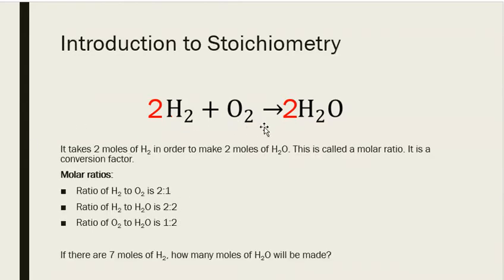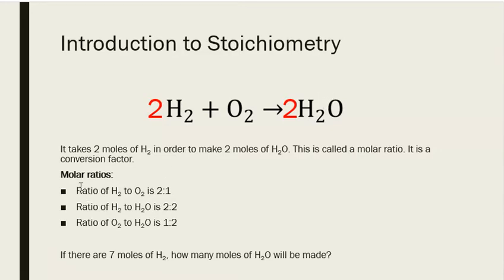This reaction is also like a recipe. It's showing us that it takes 2 moles of H2, of hydrogen gas, in order to make 2 moles of H2O. These coefficients are called a molar ratio. It's a conversion factor. It's telling us that 2 moles of H2 can make 2 moles of water.